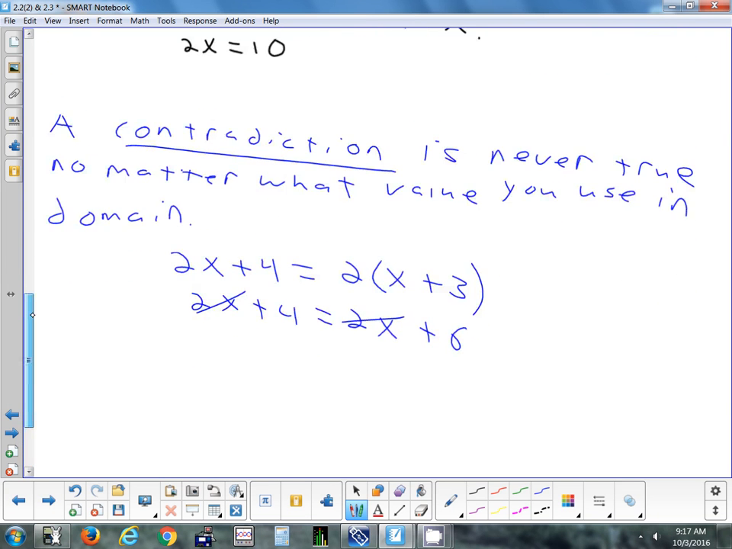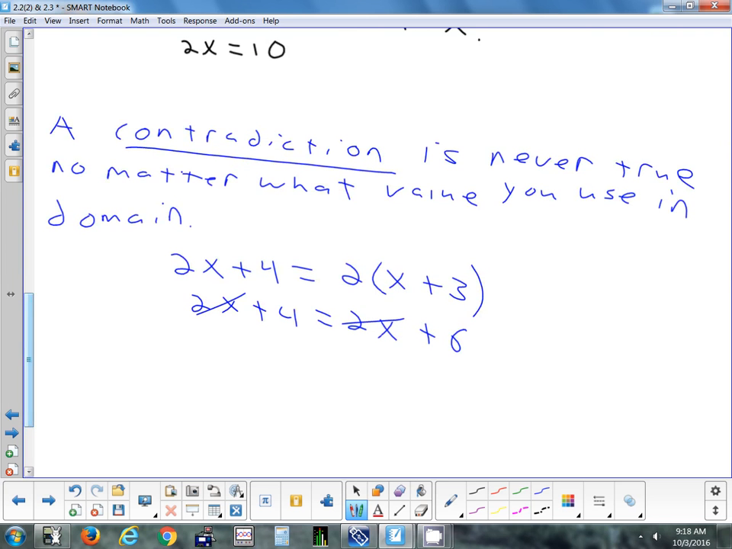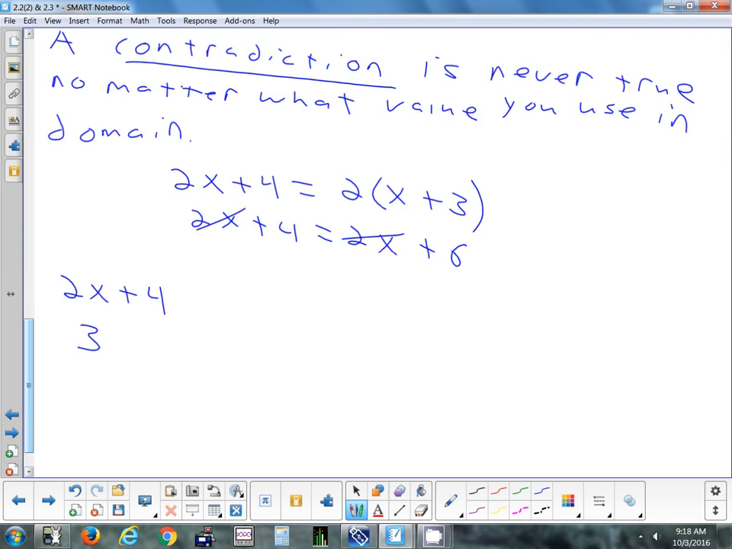Okay, so is this an equation? 2x plus 4. No, that's an expression, specifically an algebraic expression. How about this, is that an equation? No, it's just a number, a numeric expression. How about that? Is that an equation? We don't know yet. It's not an equal to expression. You've got to have an expression on each side, whether it's numeric or algebraic.